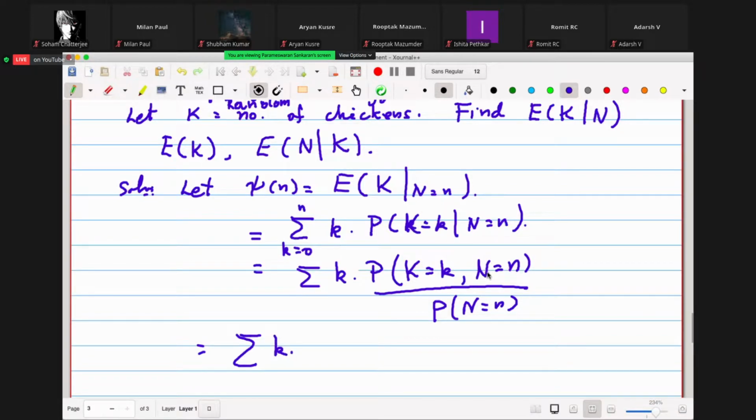You see, you have fixed your n now, and that varies according to n choose k, p power k, q power n minus k, divided by the probability that capital N equals n. That is common for everybody, so I may as well put that here.